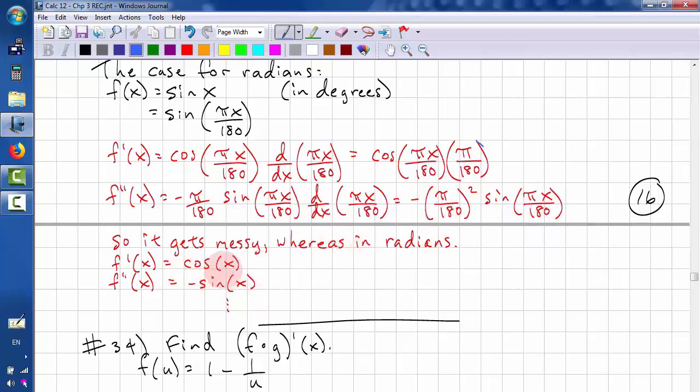Whereas in radians, we had cosine as the first derivative, second derivative is negative sine, and then we would have negative cosine, and then back to sine. So very simple.